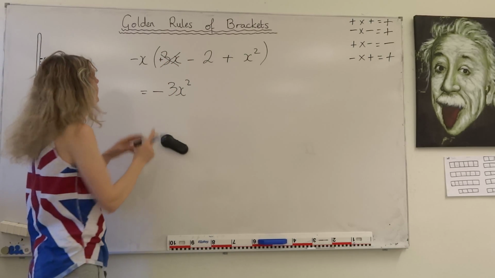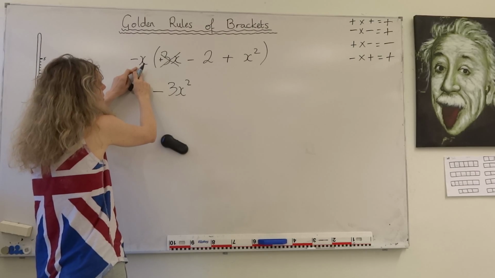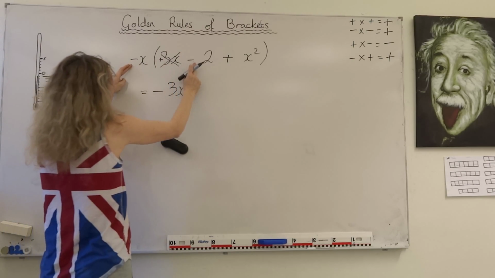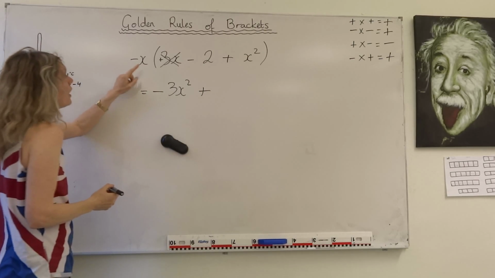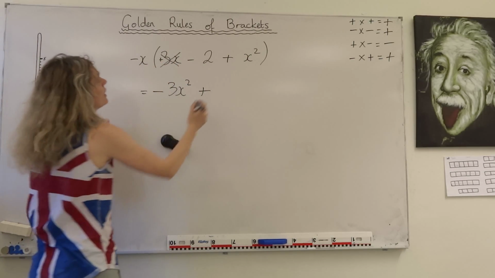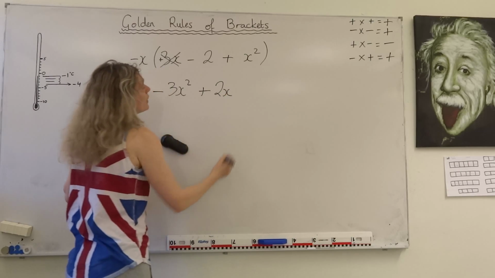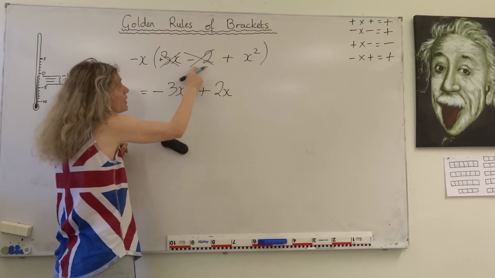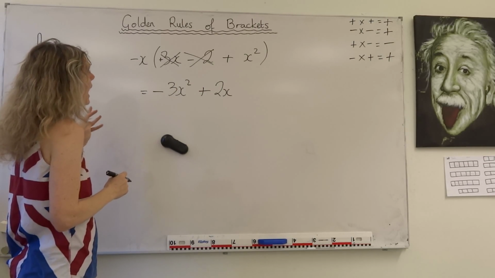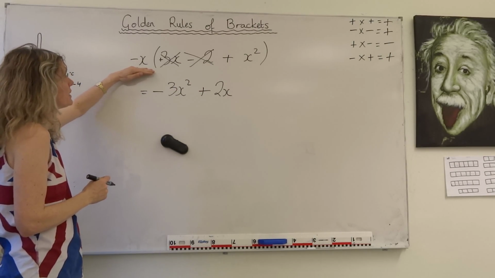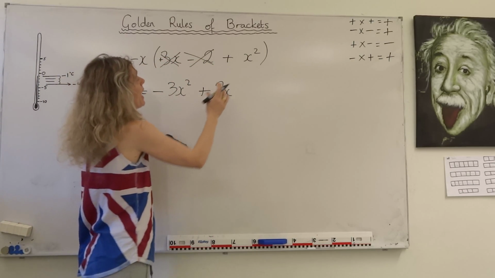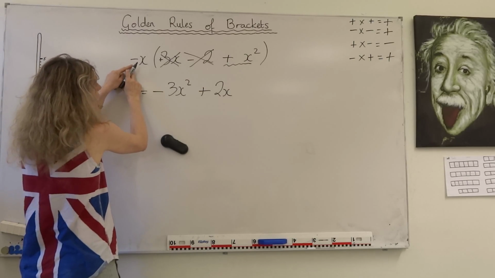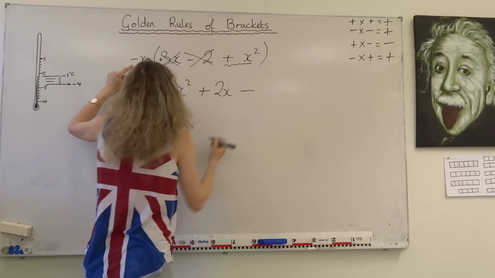I can cross it out. Now I have to multiply minus x by minus 2. Start with the sign. Minus times a minus is a plus. 2 times x is 2 lots of x. And then I move over to my next number. I finish this one and the sign in front of it goes away. What I now have is I have to multiply minus x by my next term. My next term is plus x squared. Start with the sign. Minus times a plus is a minus.